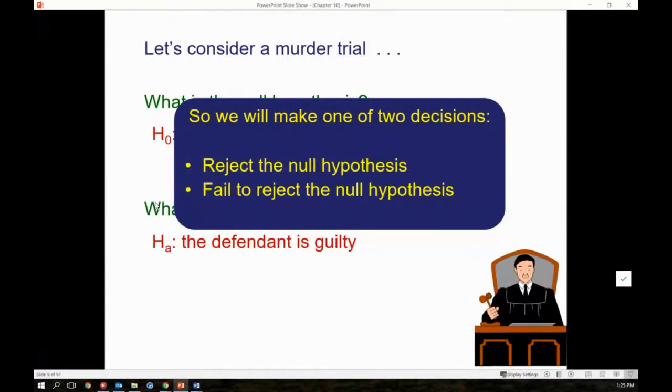So when we make our decision, we're either going to reject the null or we're going to fail to reject the null.